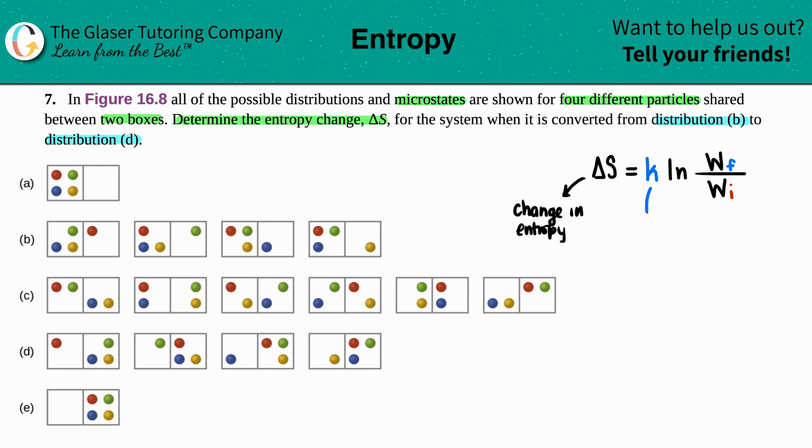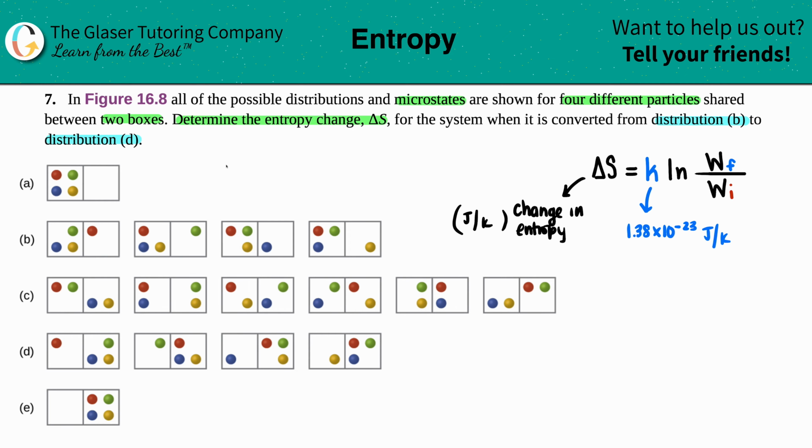K is a constant value. This is the Boltzmann constant, so it just has to be memorized: 1.38 times 10 to the negative 23rd. And the units for the Boltzmann constant is joule per Kelvin. That's why your delta S values, when using this formula, are also joule per Kelvin, because it's based off of the Boltzmann constant. Your microstates have no units.